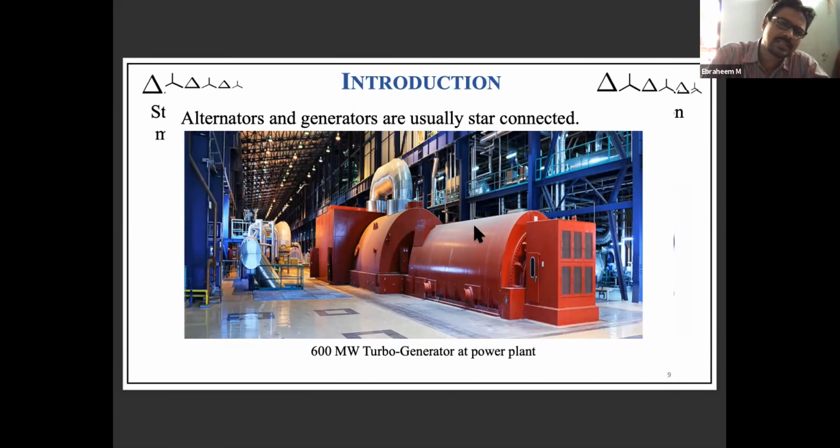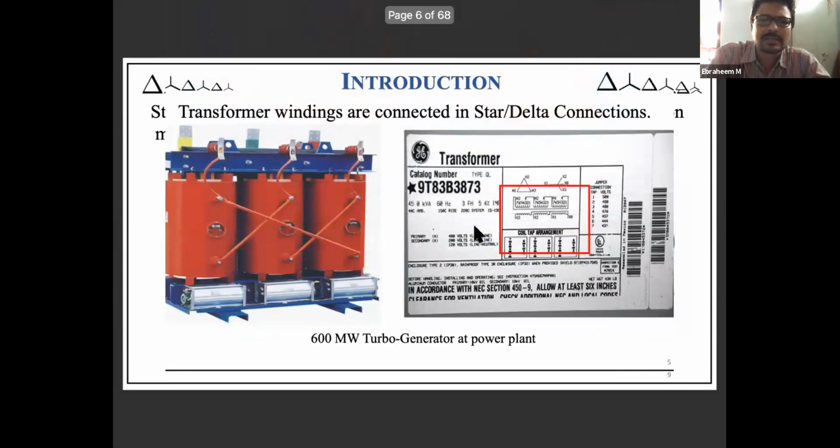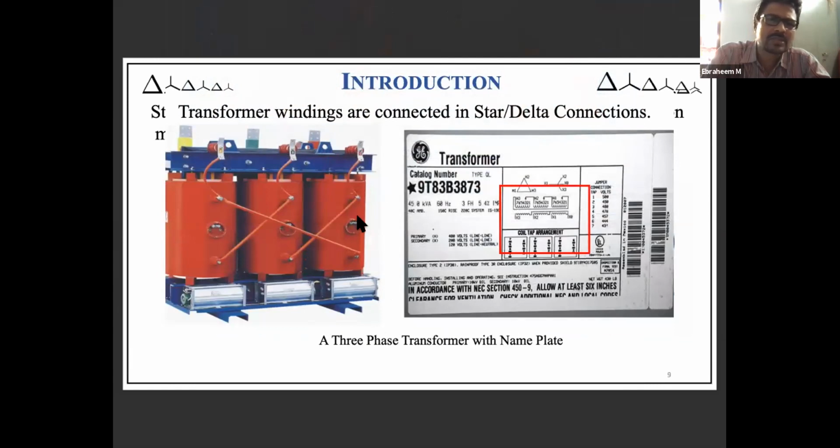So these generators are connected in star. Power is produced using a star network or a delta network. Transformers are generally connected in star-delta. A transformer will have a primary winding and a secondary winding, right? So the primary can be star or delta, the secondary can be delta or star, like that.